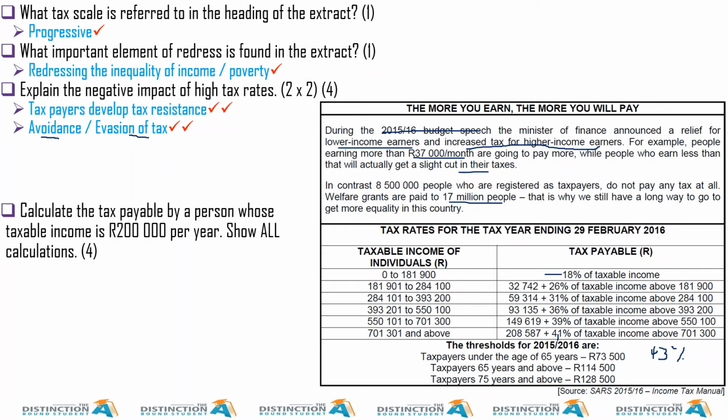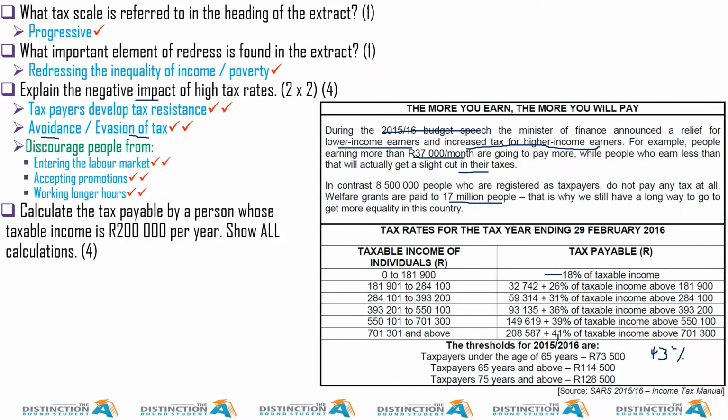If tax rates are high, people will do tax avoidance. By them avoiding, the government is being impacted negatively. The next one will be discouraging people from entering the labor market, accepting promotions, or working longer hours.